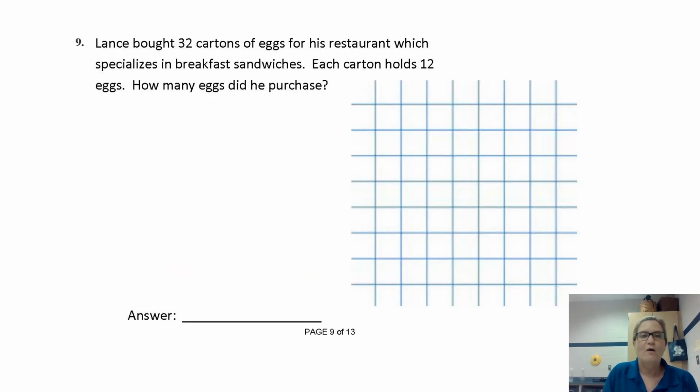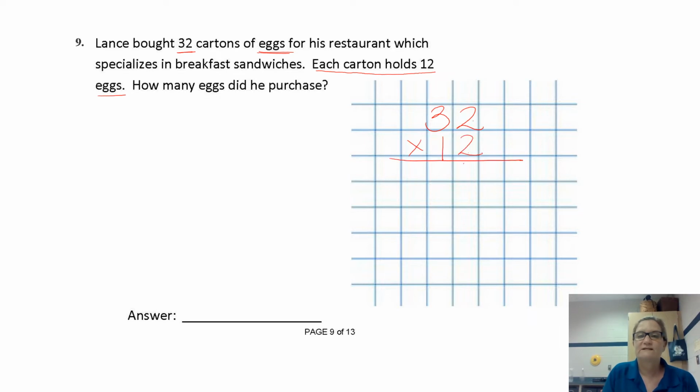Lance bought 32 cartons of eggs for his restaurant, which specializes in breakfast sandwiches. Each carton holds 12 eggs. How many eggs did he purchase? Lance bought 32 cartons of eggs for his restaurant, and each carton holds 12 eggs. So this means we're going to multiply 32 times 12.